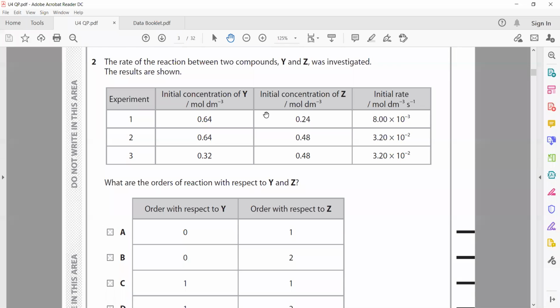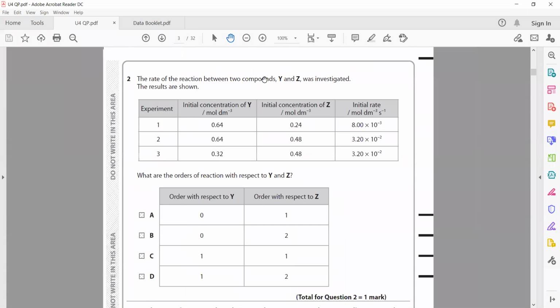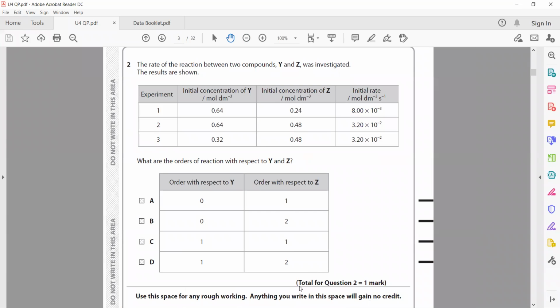Then in this question, the rate of the reaction between the two compounds X and Y. So there are two compounds, one is X, another one is Y. They are reacting with each other. We have to determine the order with respect to Y and the order with respect to Z.